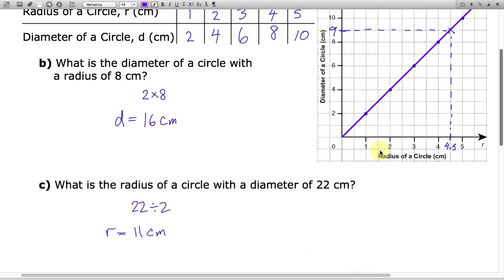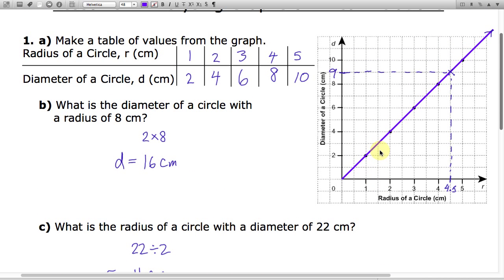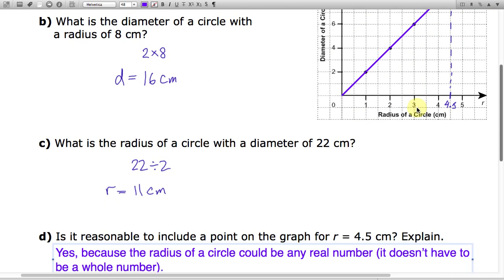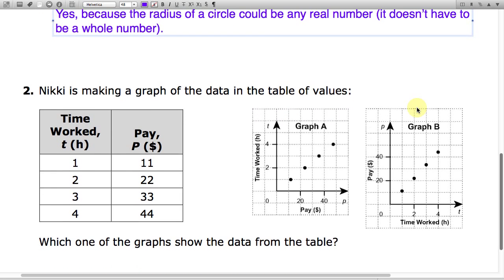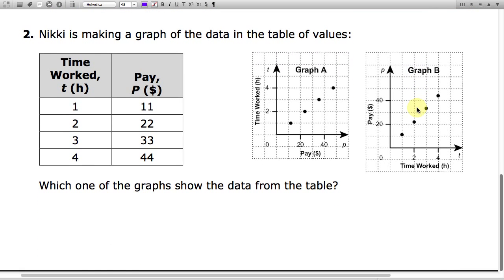So with that in mind, it does seem reasonable here to have our dots connected and consider every possible radius between 0 and 1, between 1 and 2, and every possible diameter between 0 and 2 and 2 and 4. You can have anything in here. So connecting the dots is okay. That's not always okay in a graph, but we'll see if there are any situations where it might not make sense to connect the dots.